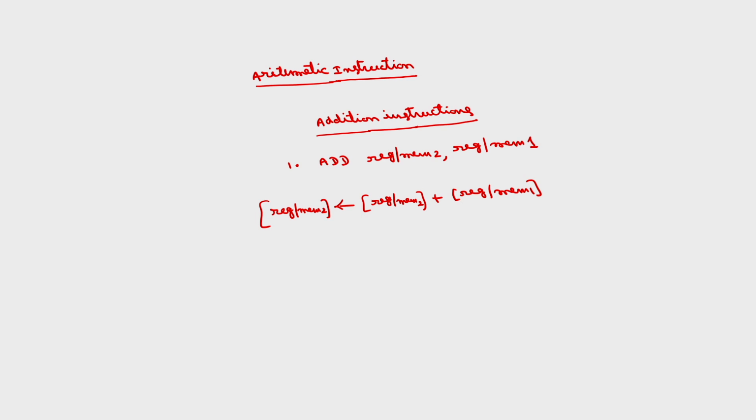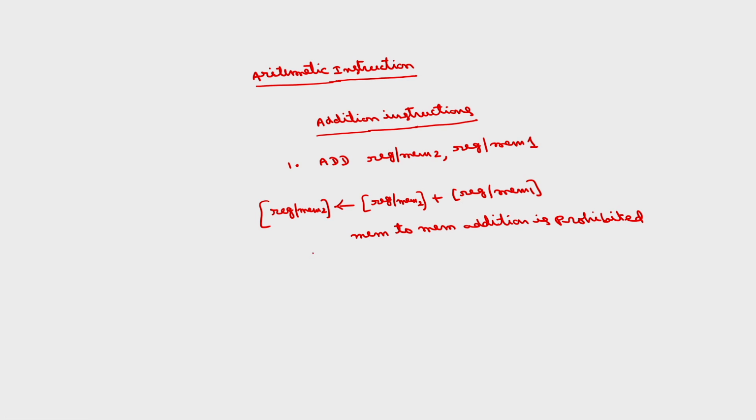This is the internal operation. Both cannot be memory simultaneously here. Remember that both cannot be. So memory to memory adding is not allowed. Both cannot be memory. Memory to memory addition is not allowed. So one of these must be a register.